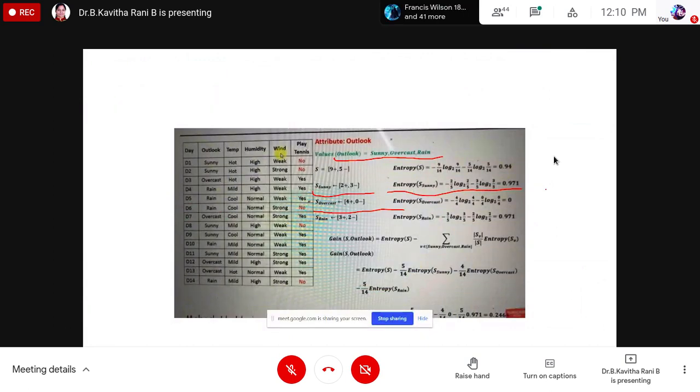So now what is happening here is, if you are getting only positive rows or only negative rows, every time the entropy for that particular attribute with that particular outcome will always be 0.